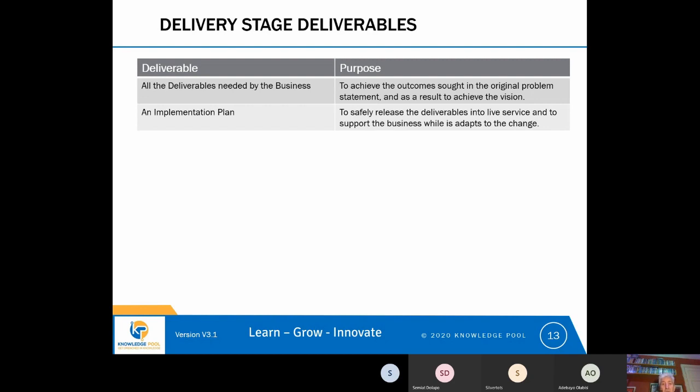So, are there any questions on the delivery stage deliverables? As I say, we took a shorthand with this in terms of saying, well, the deliverables of the delivery stage are everything that's needed by the business to solve the project. But we're assuming there that those deliverables have been defined, and they've been clearly defined by the work that was done in planning and also during initiation.